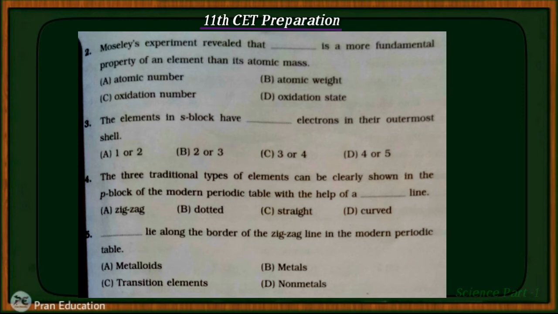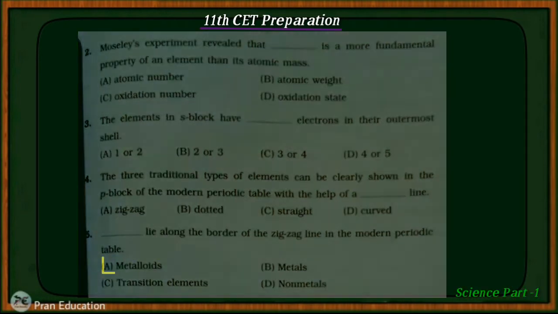Fourth, the three traditional types of elements can be clearly shown in the p block of the modern periodic table with the help of a dash line. Options A, zigzag, B, dotted, C, straight, and D, curve. The correct option is option A, zigzag. Fifth, dash lies along the border of the zigzag line in the modern periodic table. Options A, metalloids, B, metals, C, transition elements, and D, non-metals. The correct option is option A, metalloids.